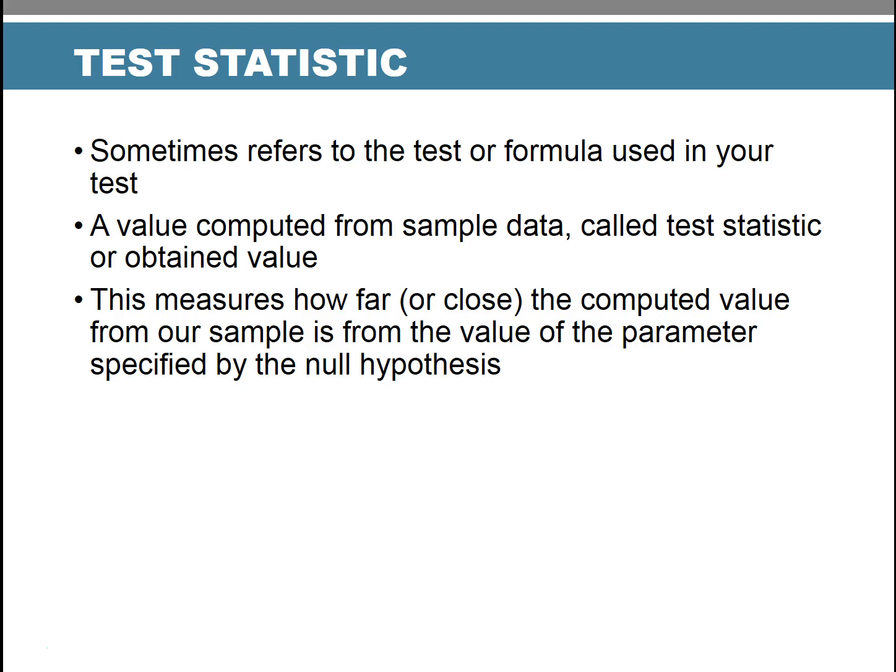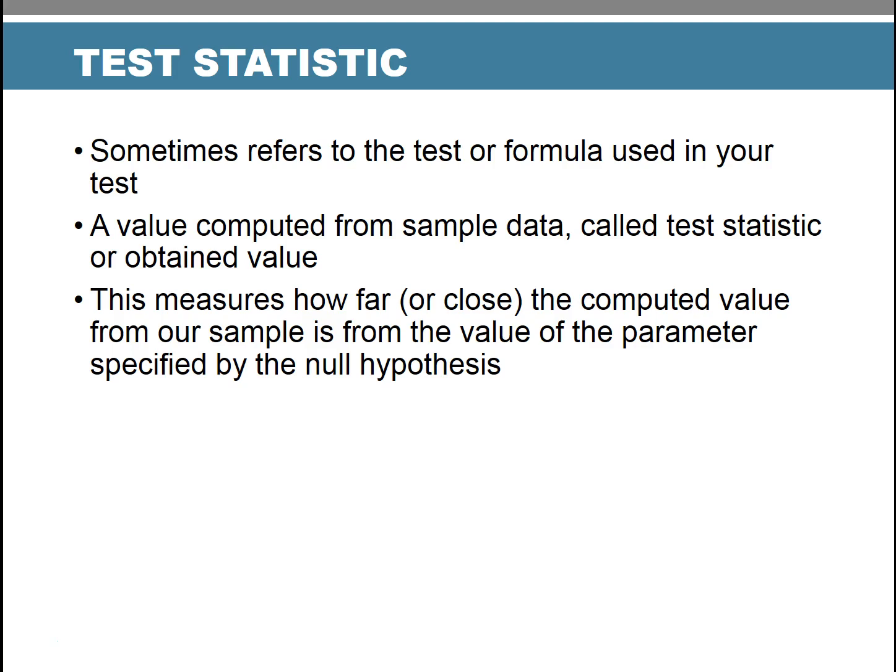Our next term is test statistic. Sometimes this refers to the test or formula that you use in your test. So if you hear test statistic or test statistic formula, this is asking about the formula that you're going to use or the type of test that you're going to use. But when we actually put in all of our values to that formula and get a value, that's going to be called our test statistic or obtained value. It's a value that's computed based on data from our sample.